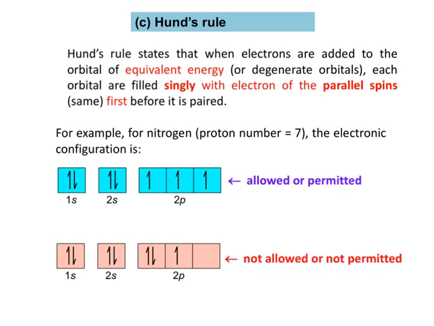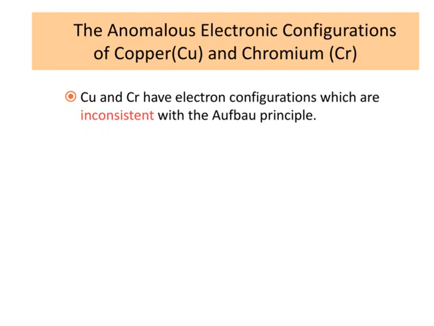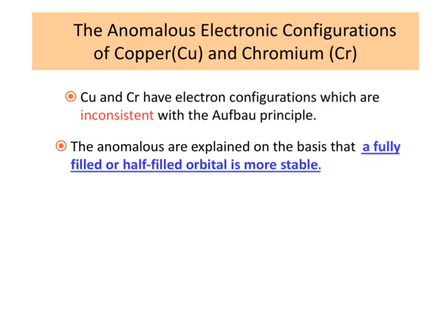So, we have finished discussing the 3 rules used to assign electronic configuration. Now, we continue with our next lesson, which is the anomalous electronic configuration of copper and chromium. Copper and chromium have electron configurations which are inconsistent with the Aufbau principle. Inconsistent with the Aufbau principle because fully filled or half-filled orbitals are more stable than partially filled orbitals.